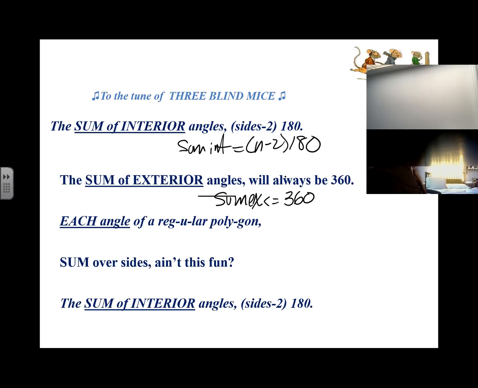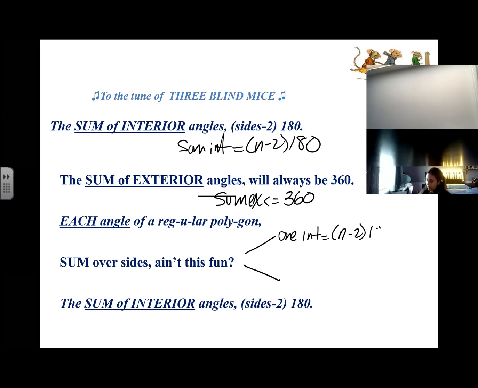I say, you say. Each angle of a regular polygon, sum over sides. Ain't this fun? You say. Okay, there's 2 versions of this. We're going to write 1 interior, sum over sides, and 1 exterior, sum over sides. There's 2 versions of sum over sides, interior, exterior.